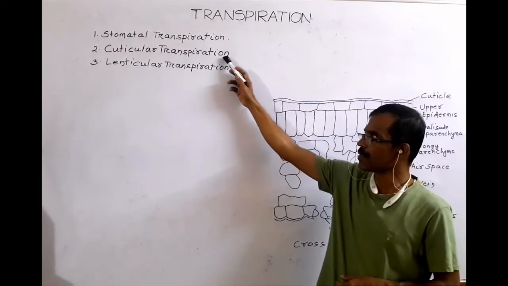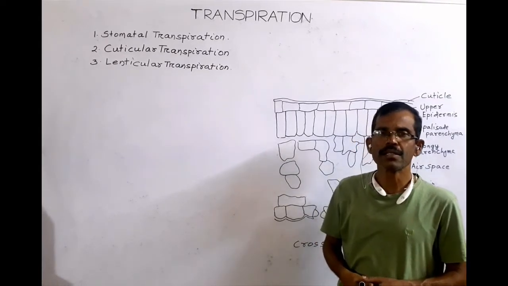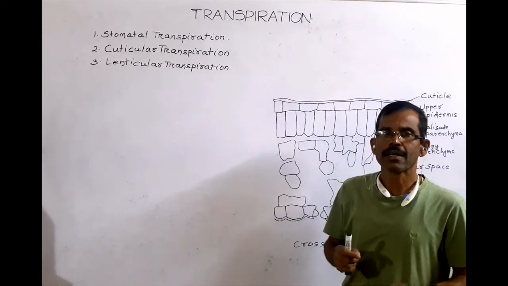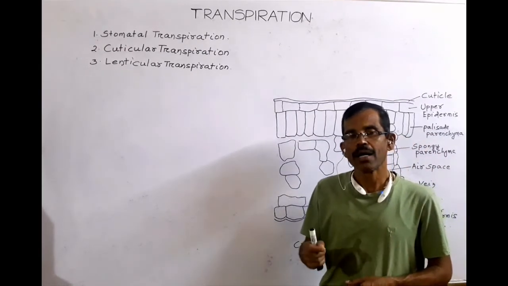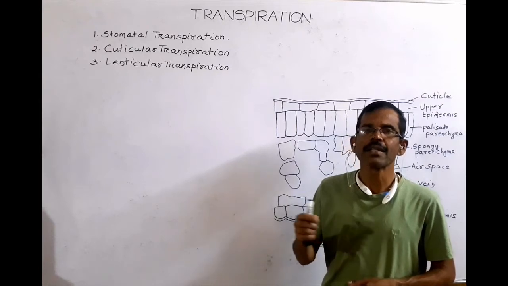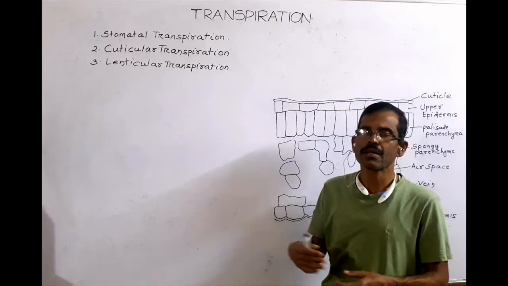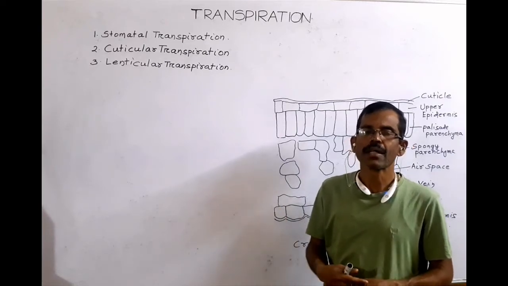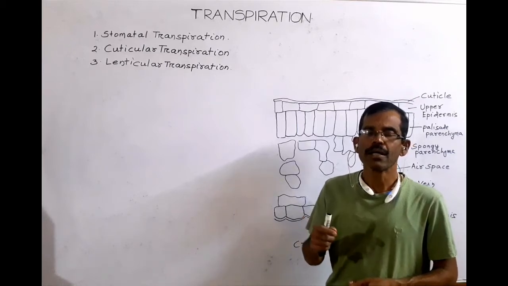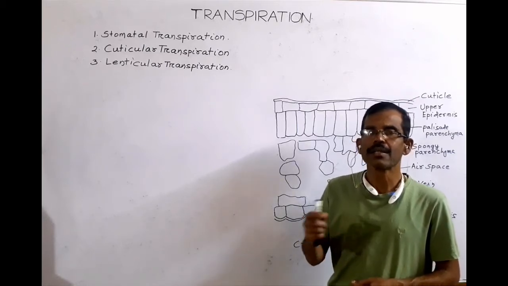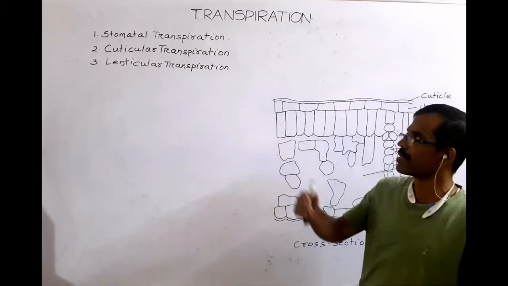The second form of transpiration is cuticular transpiration. Cuticle is a waxy coating that covers the surface of leaves and stem. When the cuticle is thin, the total amount of water loss by cuticular transpiration can be 30% of the total water loss. Otherwise, when the cuticle is thick, a very negligible amount of water is lost by this process.